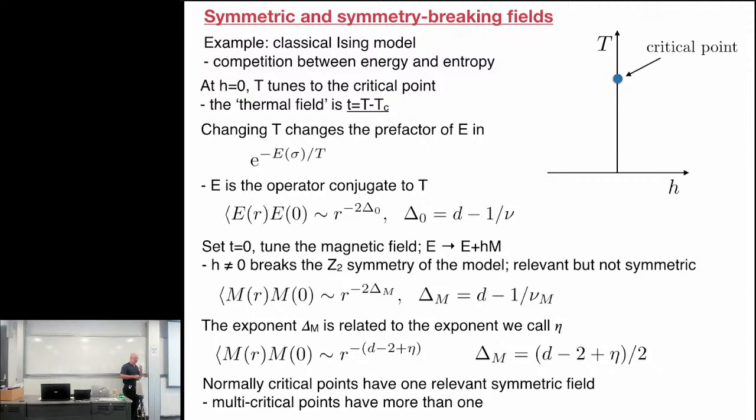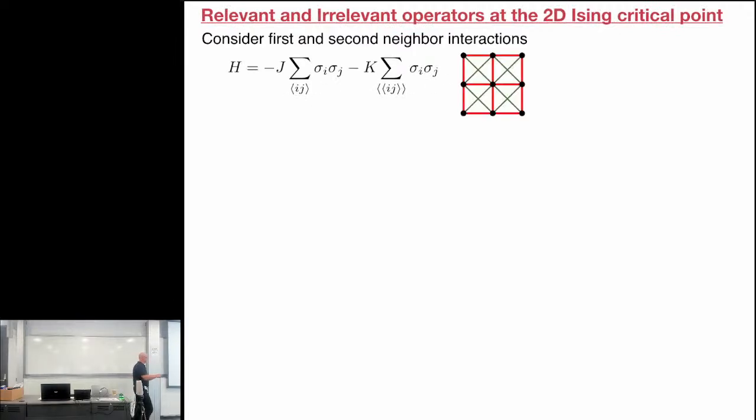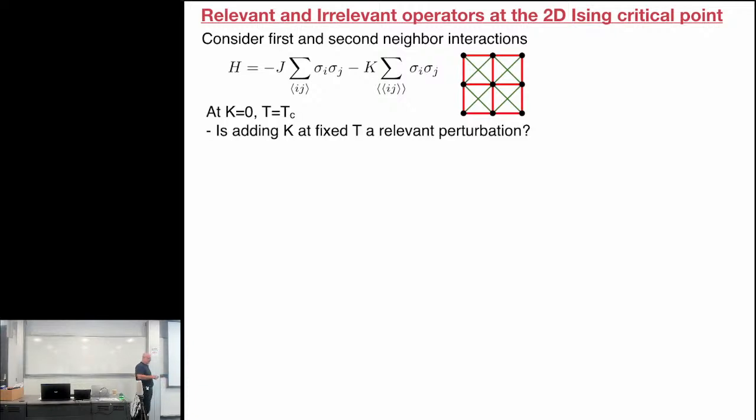Okay, let me clarify this a little bit by again looking at the Ising model. But now let's look at adding a next nearest neighbor coupling, these green lines here. So the normal Ising model is just the J term. Now you can ask, if I add this second neighbor term, is that a relevant perturbation?